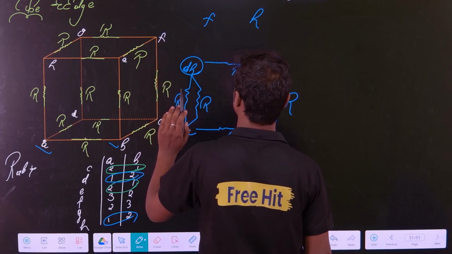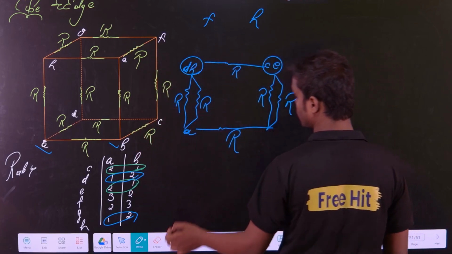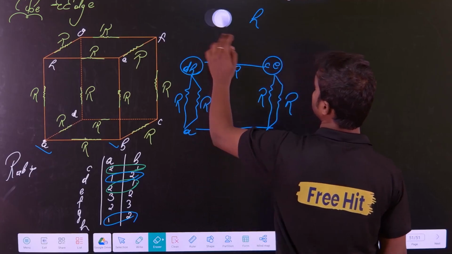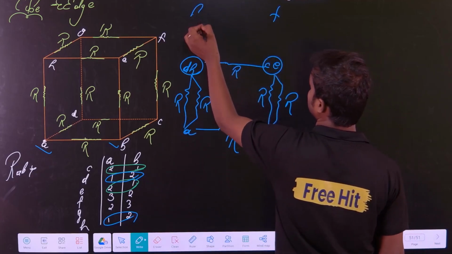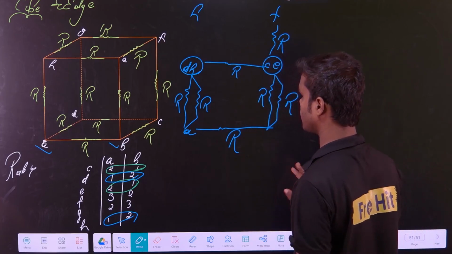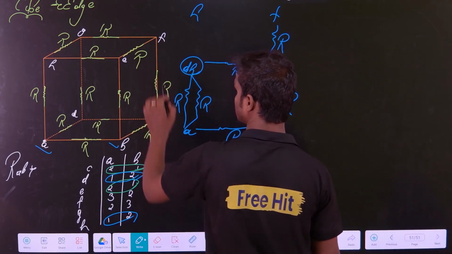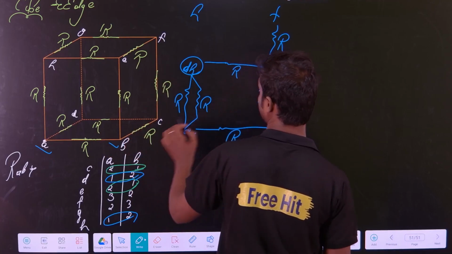Then C to F, what is C to F? C to F means from here to here. So one more thing you can do, instead of writing like this, you can write F here and H here. So C to F you write one resistance R, correct? So C, this and this. C to F, C to B is done, this is done, so C is also done.